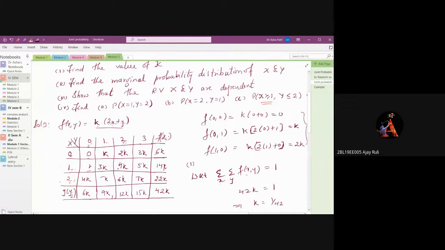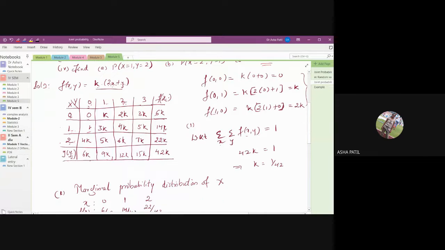X equal to 1, y equal to 2, and x equal to 1, y equal to 3, and x equal to 2, y equal to 3. See that the sum x plus y should be greater than or equal to 2. Greater than or equal to it is. So which all values will you consider for greater than or equal to? I'll just write this value so that I can write here.